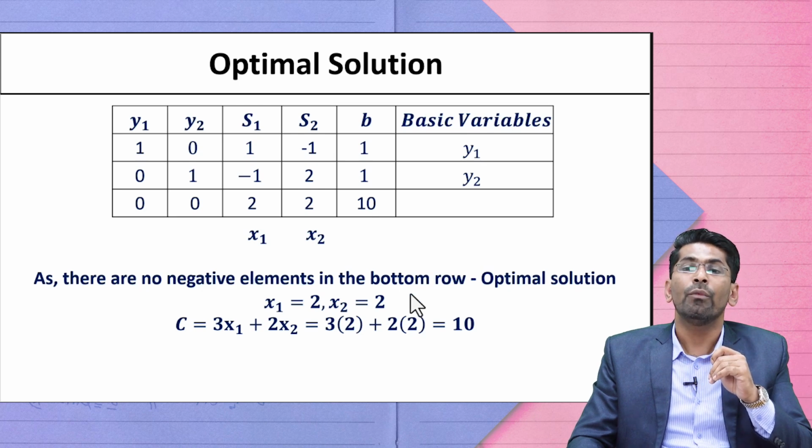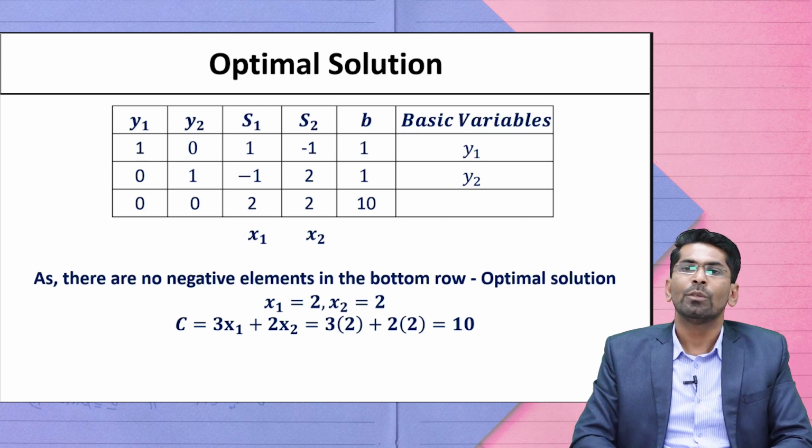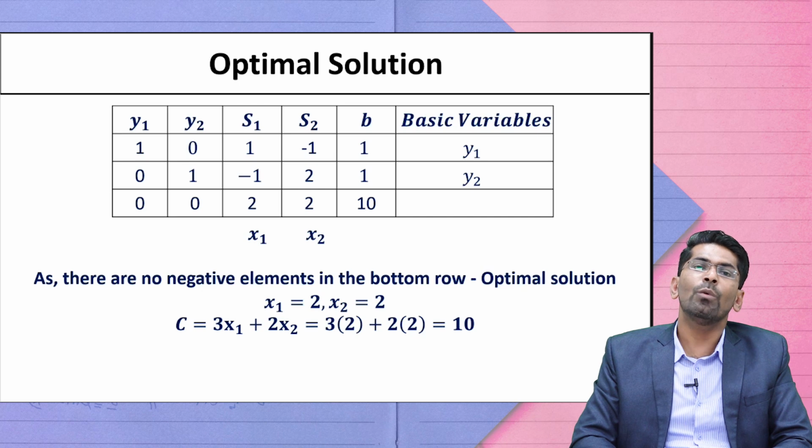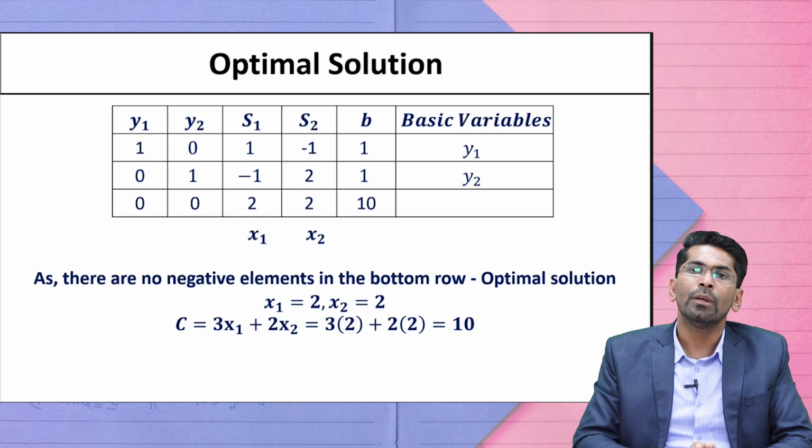In this way, we can find the solution to a linear programming problem with minimization of cost by using the simplex method. We converted the minimization problem into a maximization problem, and accordingly we reached the optimal solution. So I am concluding here. I hope you understood the exercise which we did here, and it is clear to you. So thank you.